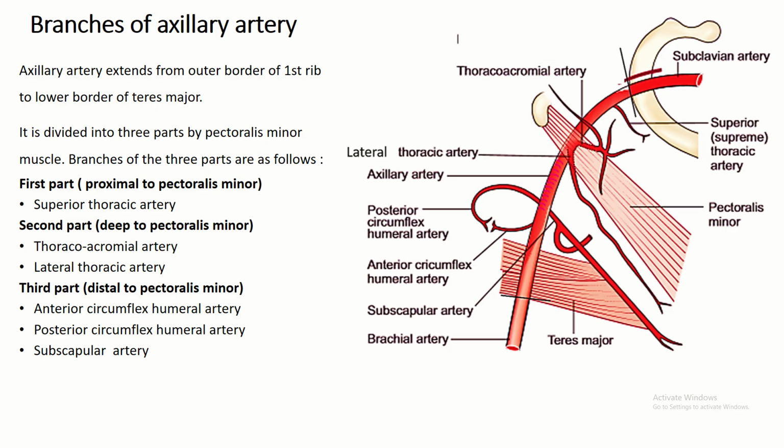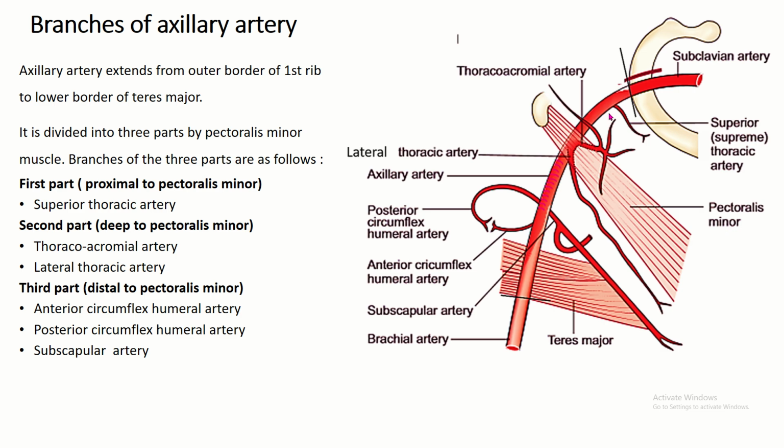Now the branches of the axillary artery. At first, the extension of the axillary artery: it extends from the outer border of the first rib to the lower border of the teres major muscle. The subclavian artery makes an impression on the first rib, the groove for the subclavian artery. This artery is also crossed by the pectoralis minor muscle, and it can be divided into three parts: first part, second part, and third part.